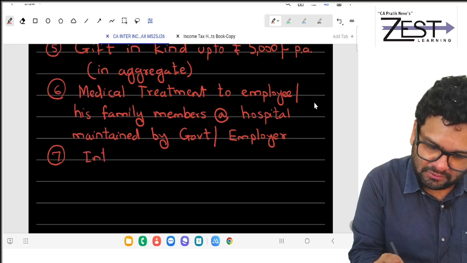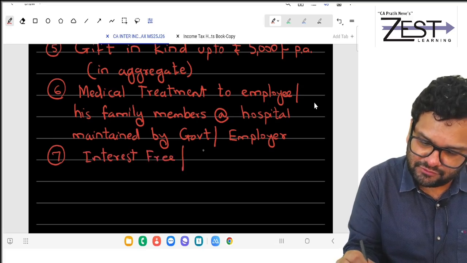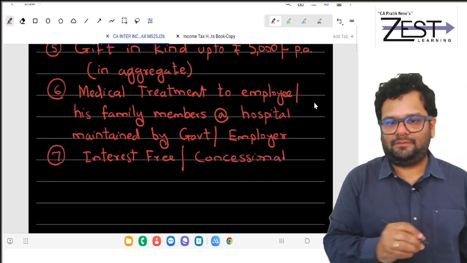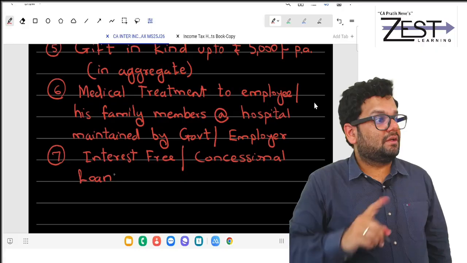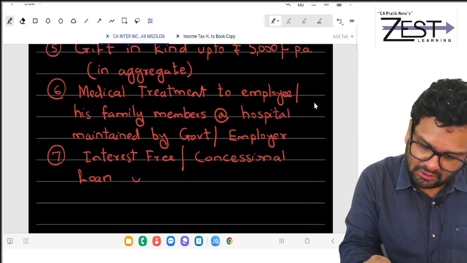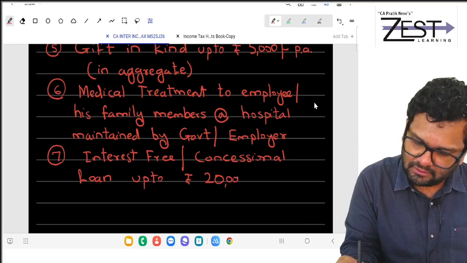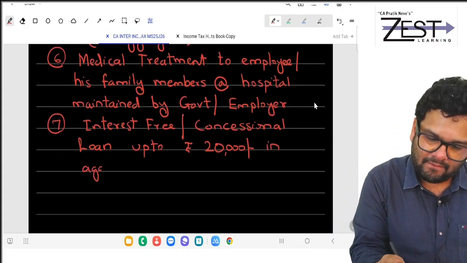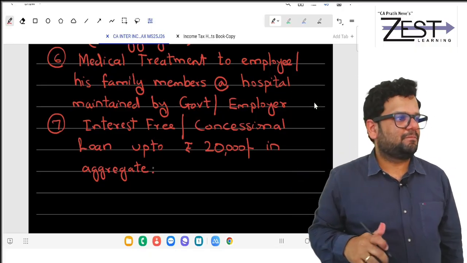Interest free loan. Which loan? Interest free or concessional loan, but not any loan, up to rupees 20,000 in aggregate. Small loans, a very old limit, 20,000. Next.